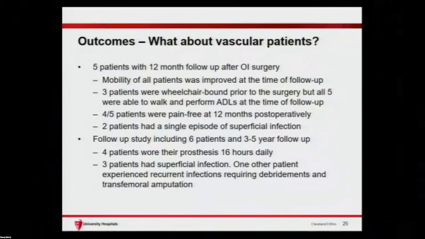The take-home point is really that out of the 5 patients who were looked at in the initial 12-month period, 3 of them were actually wheelchair-bound prior to their OI procedure. Afterwards, all 5 patients, including 3 who were wheelchair-bound, were ambulatory, wearing the prosthetic 16 hours a day. In the second study, they basically took that same series and then gained 1 extra patient and looked at the 3 and 5 year mark.